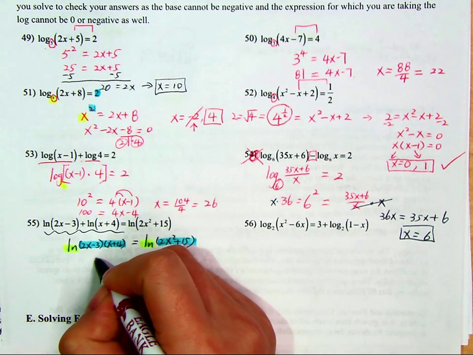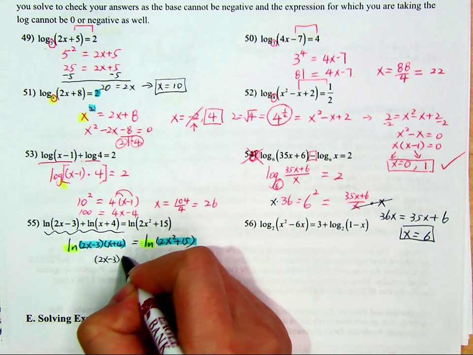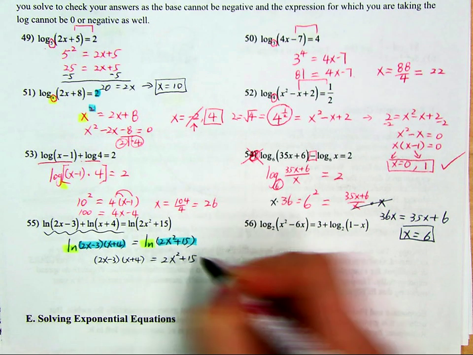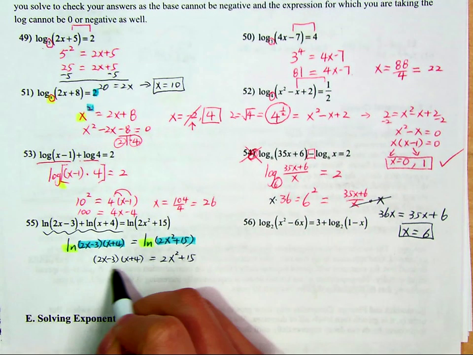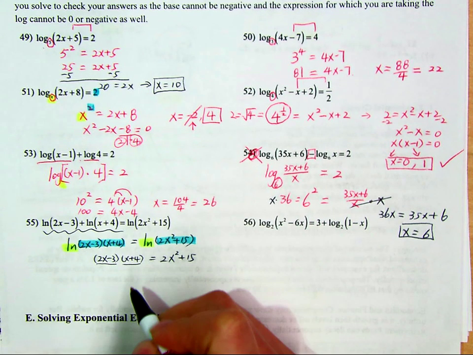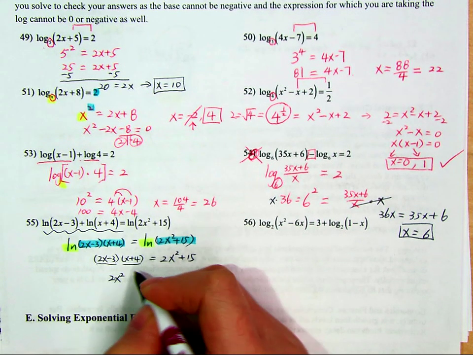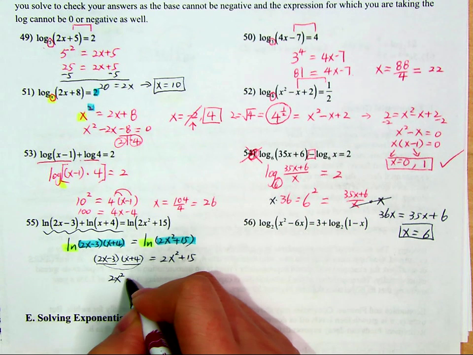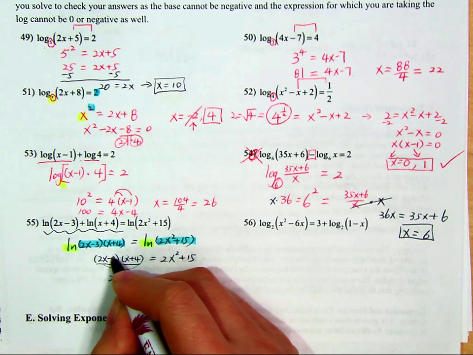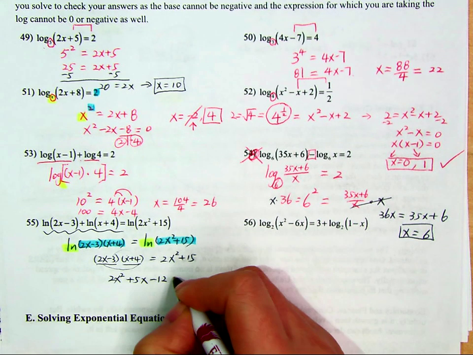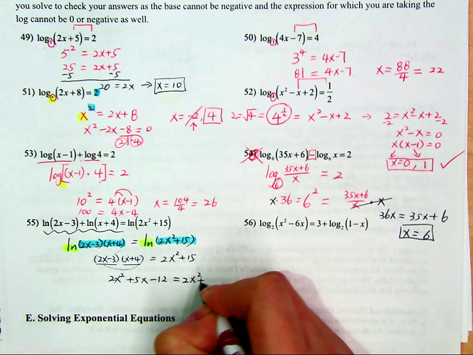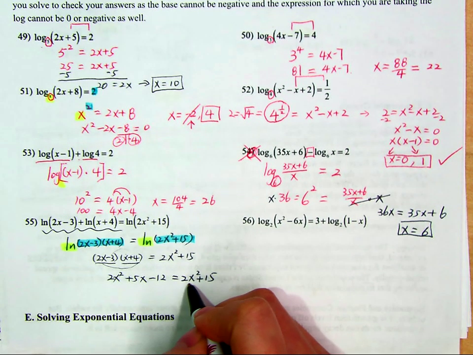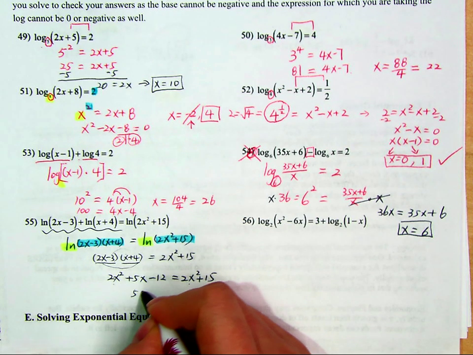So you only need to make the inside equal to each other. So there's no log anymore, and you only need to simplify. Let's FOIL these two. That will be 2x squared, and the minus 3x plus 8x will be plus 5x, and that would be negative 12, equal to 2x squared plus 15. And then we move this around. I subtract 2x squared, so I have 5x.